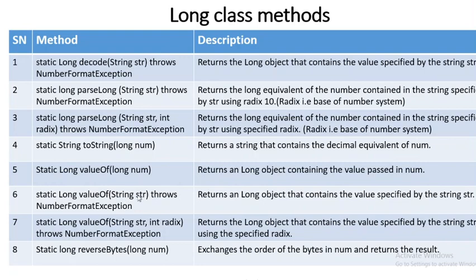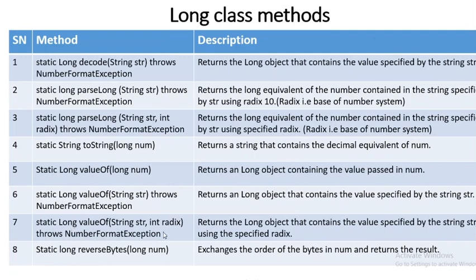Return type is Long object, name of the method valueOf, in brackets String str. This string str will be converted into a Long object, and if it fails, it generates NumberFormatException. Return type is Long object, name of the method valueOf, first argument String, second argument int radix. So by using the specified radix, this string str will be converted into a Long object, and if the conversion fails, it generates NumberFormatException.